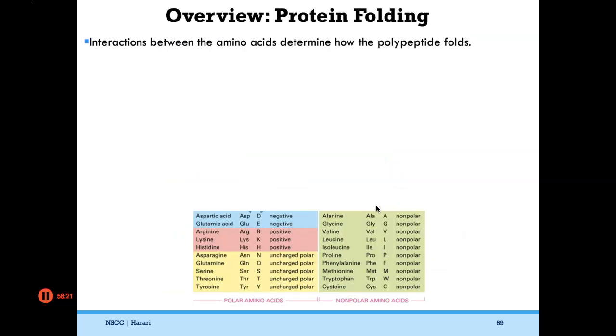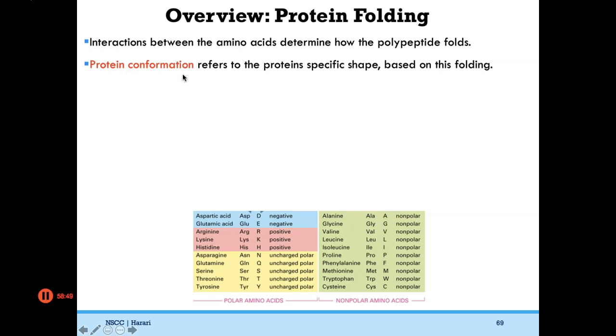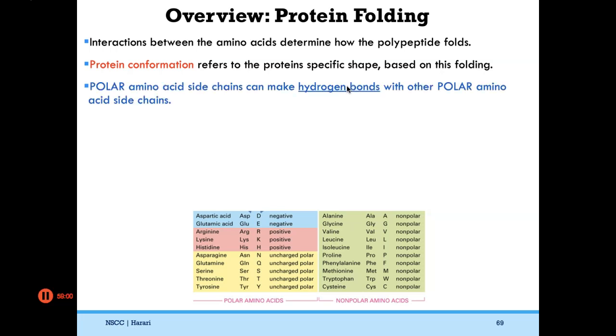So this is a very, very important concept. This is one of the times I wish I were in person to show you a demo, but it's the interactions between amino acids in a polypeptide that determine how it folds, and how it folds determines its structure, and the structure determines its function. So protein conformation refers to the specific protein shape based on the way a polypeptide folds. So every protein has a specific stable conformation that it likes to have.